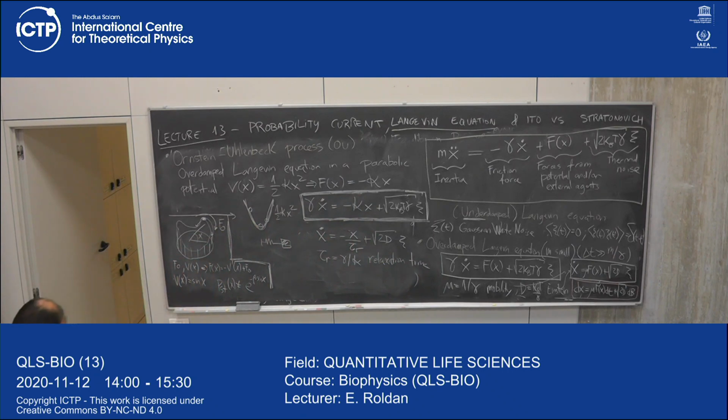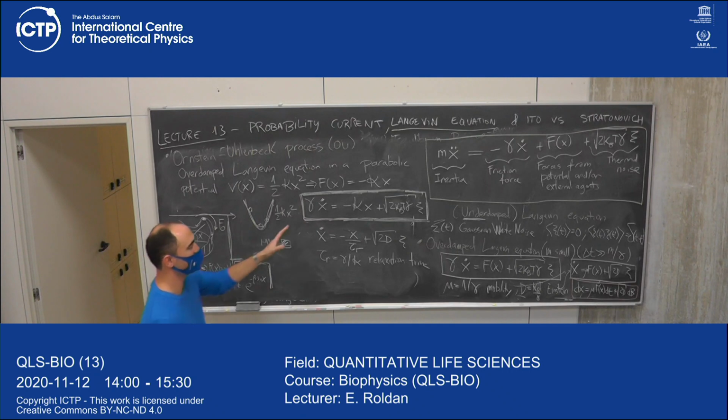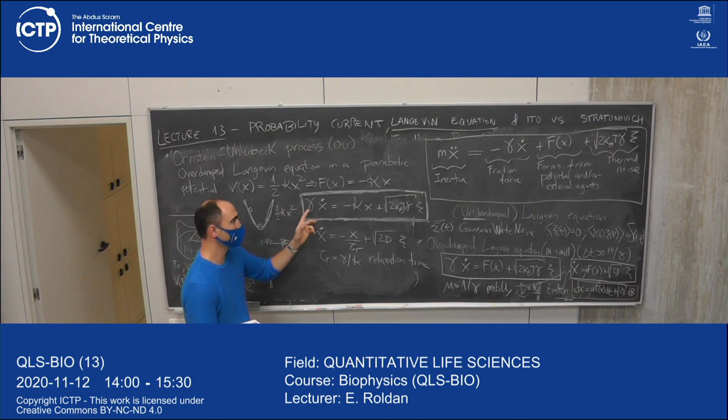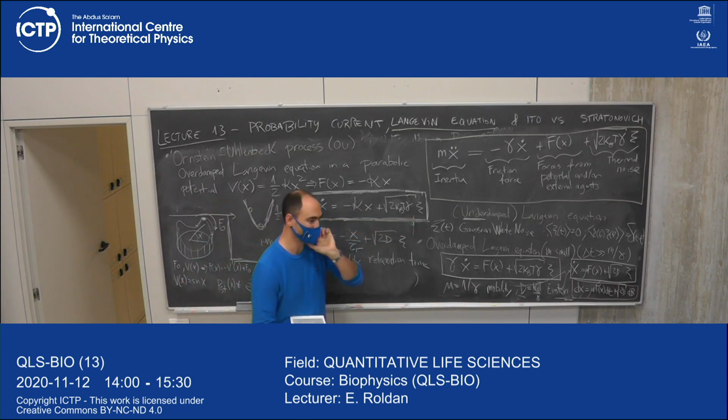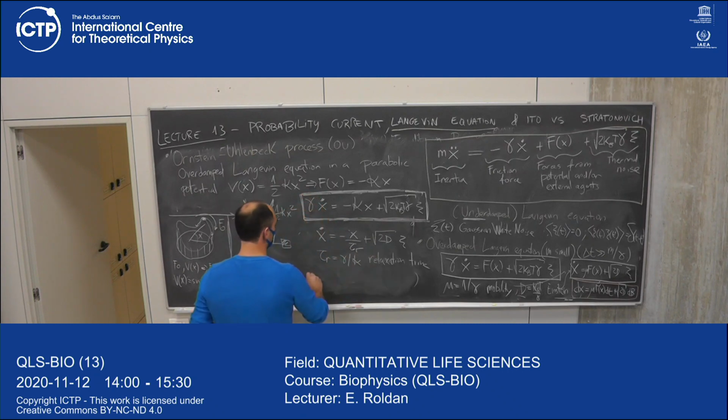And something very nice you can realize is that we can make an average here. We take an average: this is fluctuating, this is fluctuating, this is also fluctuating but has average 0. So if I take averages, I get gamma.